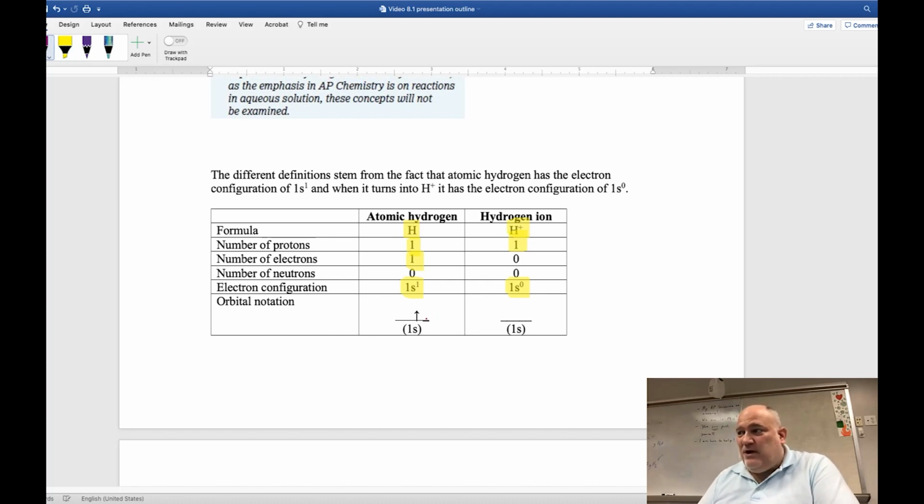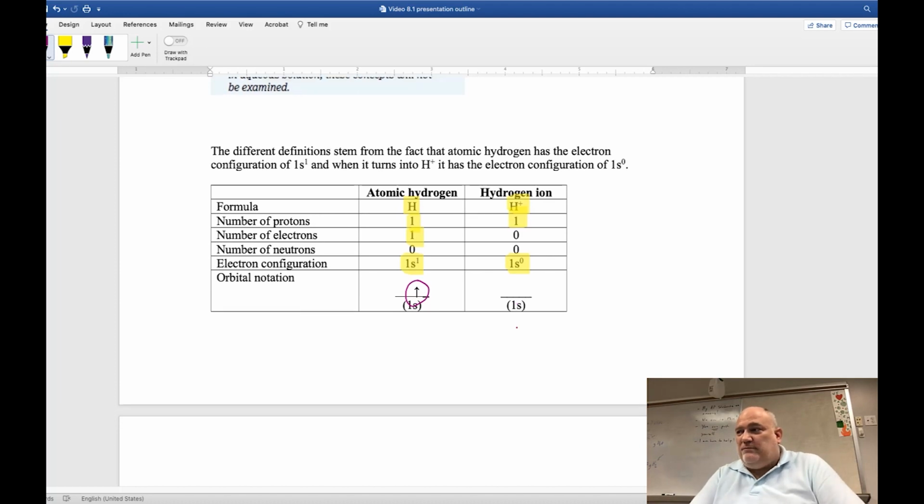Now, the other thing to be aware of is this. When you have a regular hydrogen, it has an electron in its orbital. In a hydrogen ion, there are none. And that's going to be important because if there are no electrons in that orbital, then that orbital can accept stuff that normally it wouldn't be able to accept.